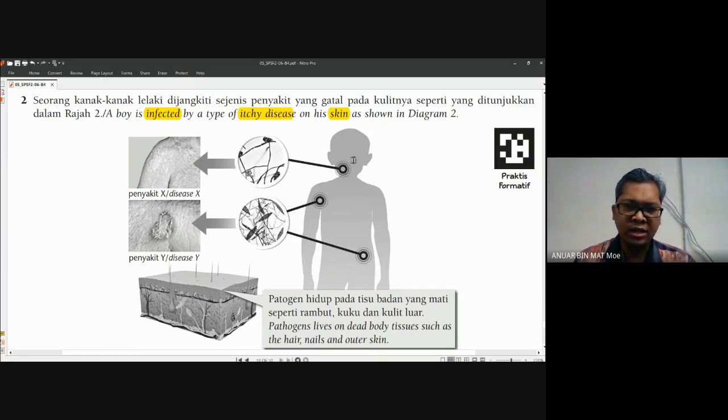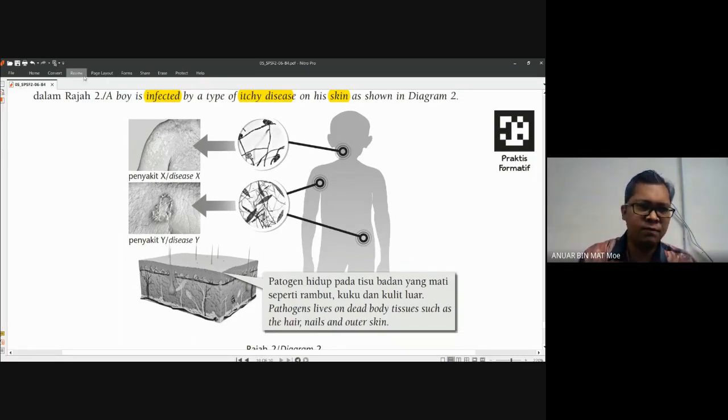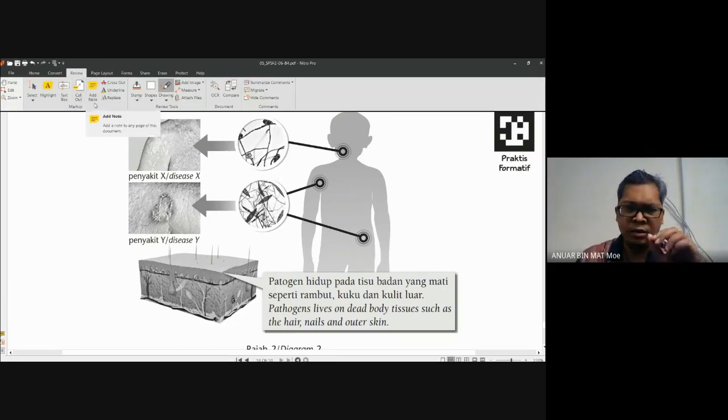Okay, and then the location of the usual infection on the skin of the boy. Maybe around the neck and then around the shoulder, this is X. And for disease Y, maybe under the armpit, or maybe around the waist, around the waistline. So you must analyze the picture before you read the question. Before you read the question, you analyze the whole situation of the picture, right?